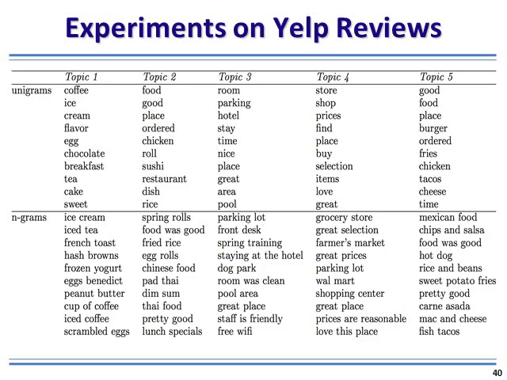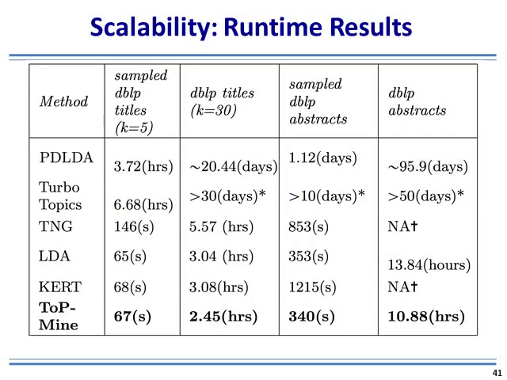Sometimes we do. You probably see there are a bunch of things. Prices are reasonable, love this place. You actually also group them like a phrase. But if you do additional NLP, you can get rid of them, okay. But the interesting thing is, it is very efficient. You can see, for those bigger DBLP title abstracts, using the original PDLDA, you may take that many days. But this one actually takes just hours.